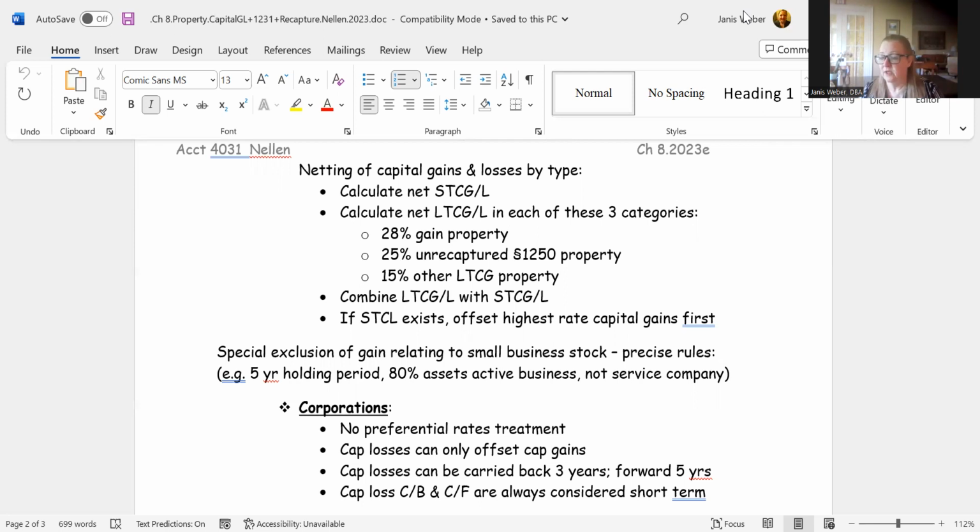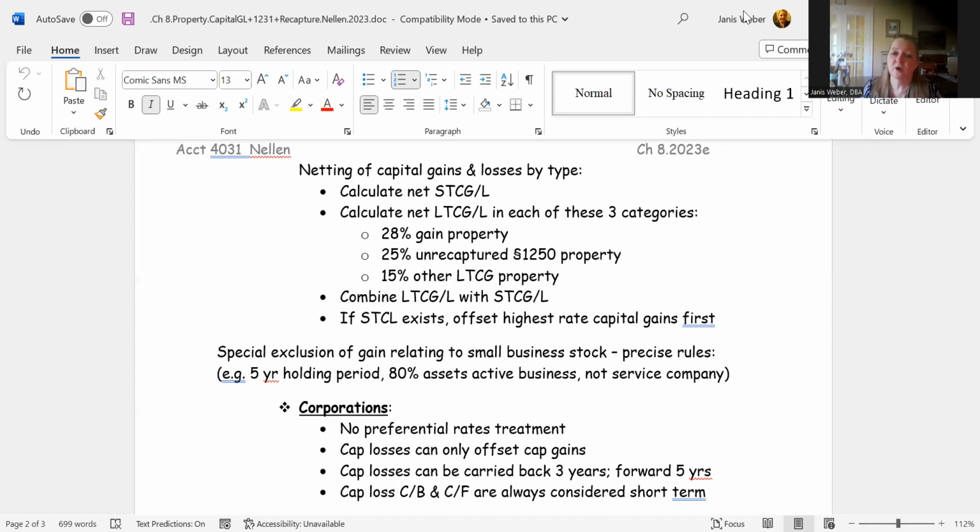And so the 28% property is mostly collectibles and small business stock gains, but very few assets actually fall in the 28% bracket. But if it does, you have to segregate it. And then the unrecaptured 1250 property, we'll talk about that a little bit more when we get down to our third category, which is the business assets. We'll talk about 1231 and 1250 relating to these capital gains.